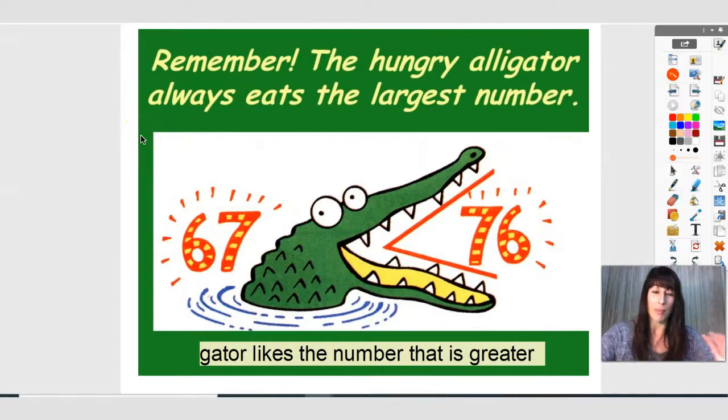Now, I have to remind you, the hungry alligator always eats the larger number. Just think of the short saying that we always repeat to ourselves in the classroom. Gator likes the number that is greater. Okay, it rhymes and it should stick to you faster, and just repeat that to yourself every time you need to make that decision which alligator to put. Remember, he likes to eat the number that is greater.